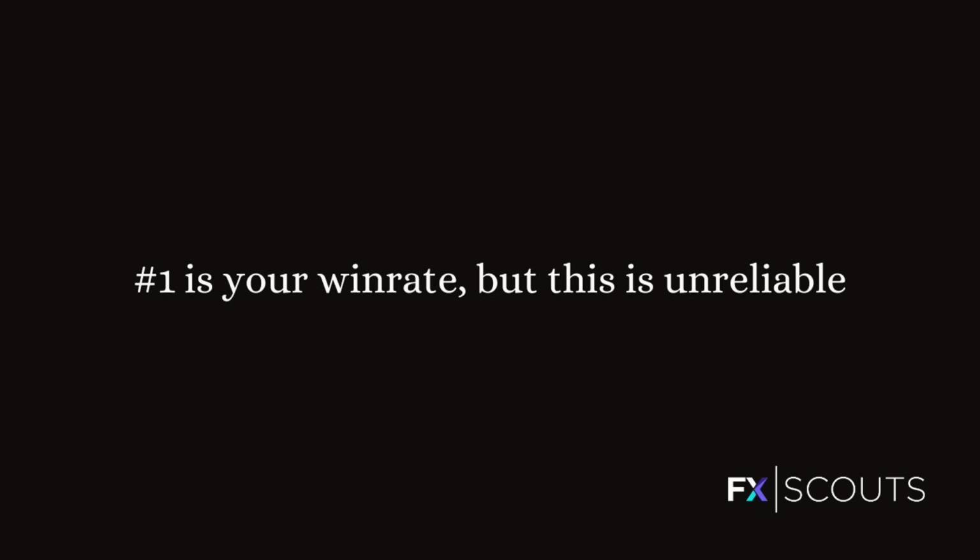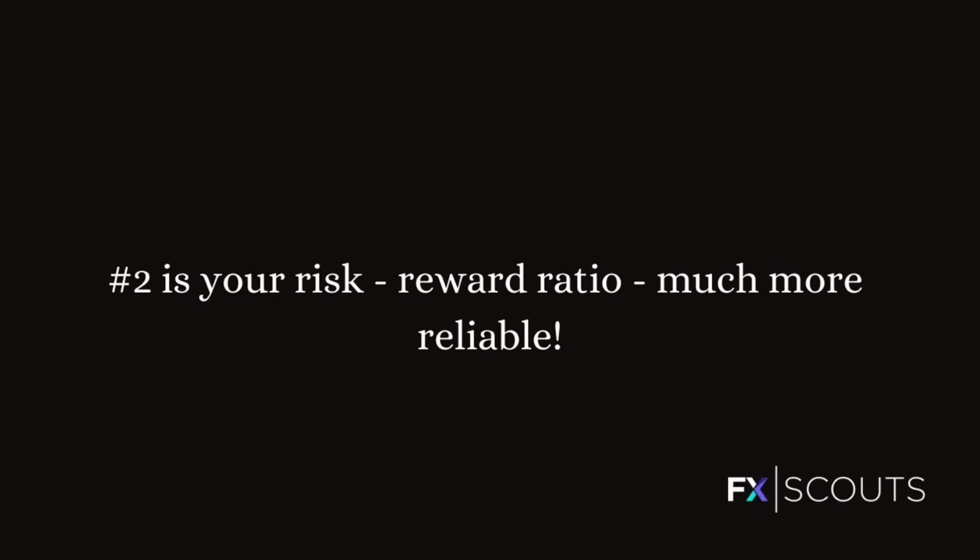Now, I also want to talk very briefly about 2 types of edge. Number 1 is your win rate, which is how often you're right. But in the long run, it's actually very unreliable. And number 2, which is most important, is your risk to reward ratio. How much you're risking per trade. This is also how much you risk when you're wrong versus how much you can make when you're right. And this is the one we really care about.